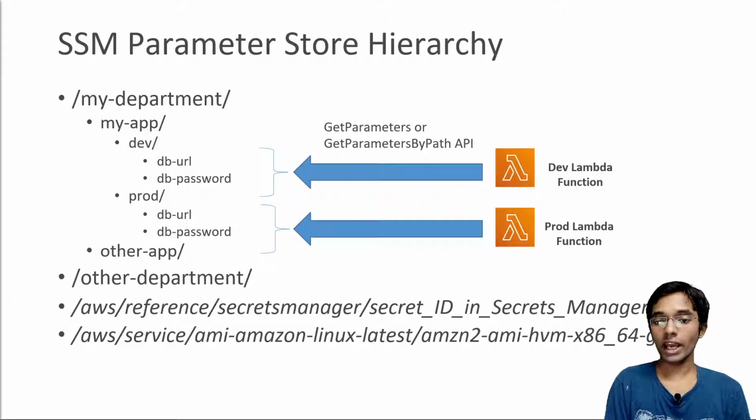If you have a Lambda function and it wants to access your dev parameters, you would set an environment variable, and then the function would get the parameters or get them by path and retrieve them. And if you have a production environment, PROD, in the function with another environment variable, then it would automatically retrieve the production values. This is how we could use, for example, Lambda and the Parameter Store.